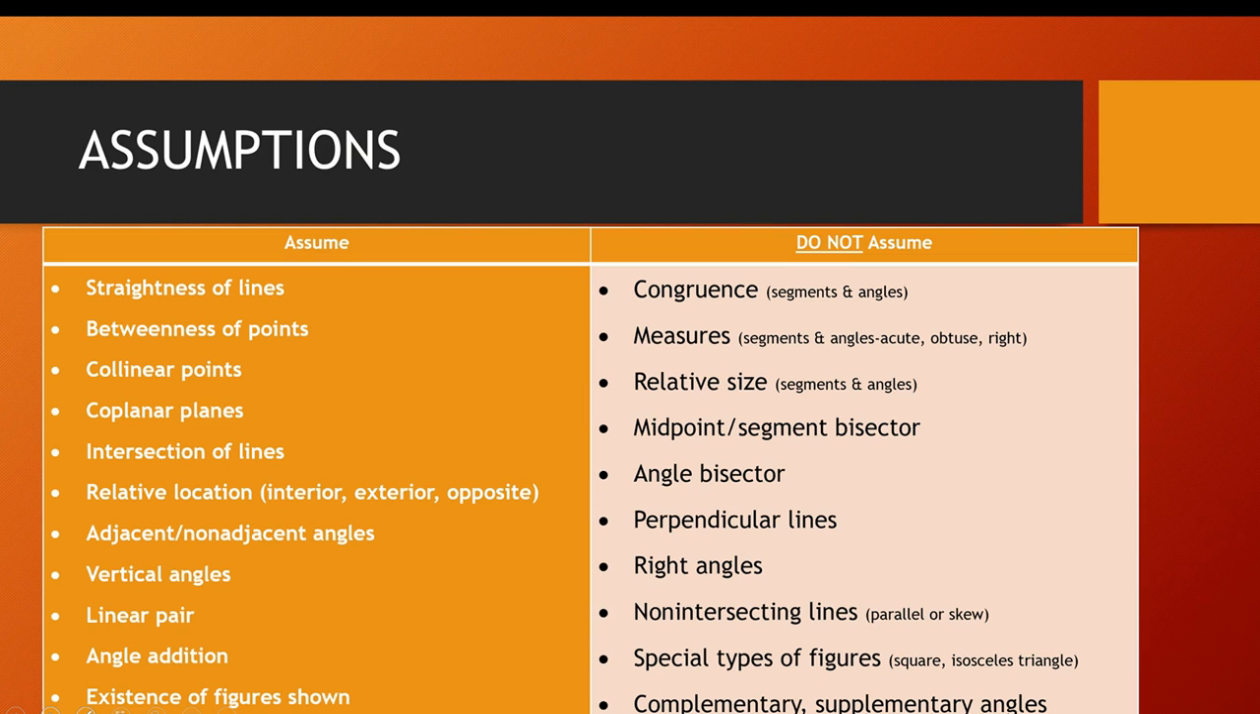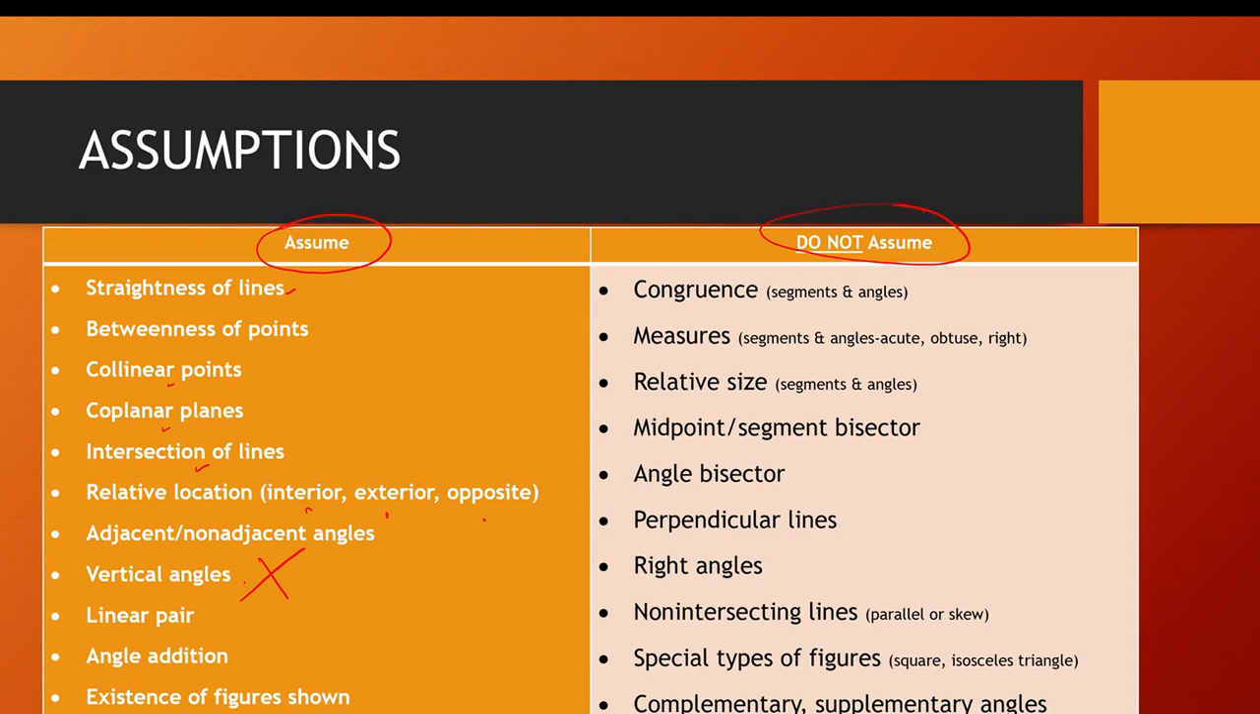So in geometry, or in math in general, there's things that we can assume and things that we cannot assume, right? Some of them are pretty straightforward. They're common sense, but other ones you kind of have to think about. As far as lines go, if something looks like a line, if something looks straight, then it's okay to assume that it's straight. Same with if something looks like it's in the same line, if it is collinear, coplanar, etc., we can assume that. If something looks like they intersect, then it's safe to say that they are indeed intersecting. As far as where something is located, inside, outside, opposite side, etc., and vertical angles.